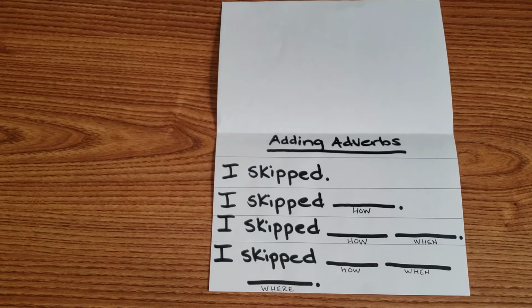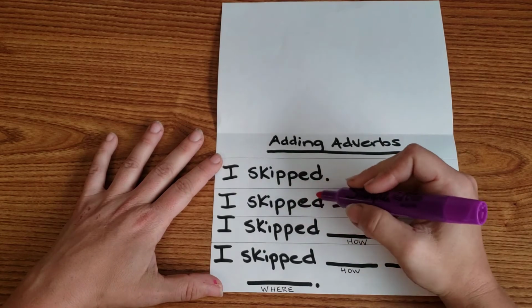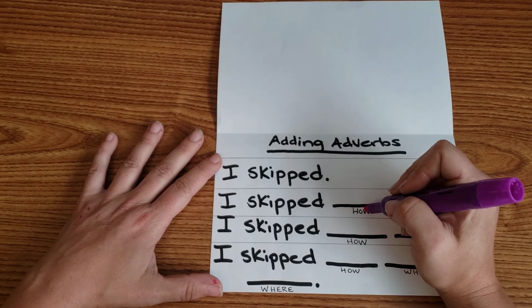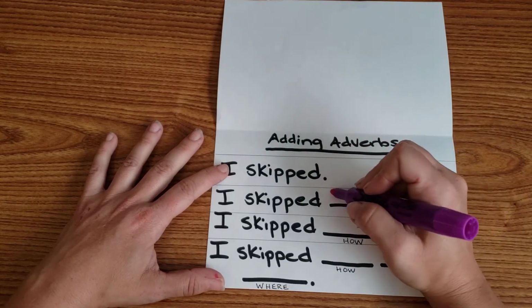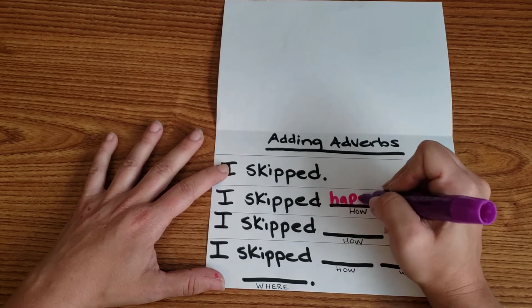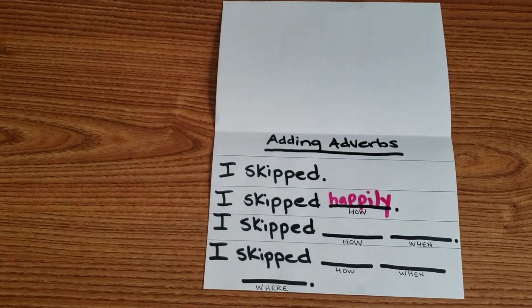Okay, and then I took a ruler and made lines on mine to separate my sentences. You can do the same. It might be helpful for you. But now I'm going to go through and I'm going to say, okay, I skipped. I'm going to add some adverbs here. And my first sentence is going to tell how I skipped. So I skipped happily. So there's my how one.